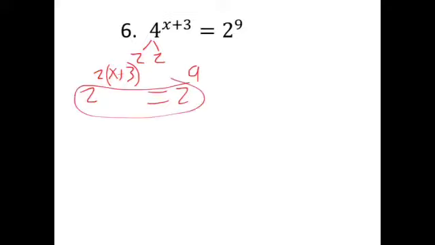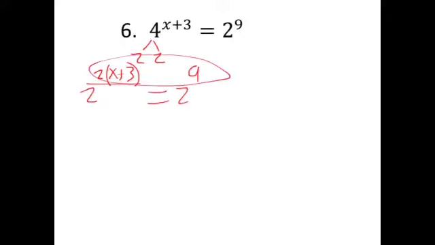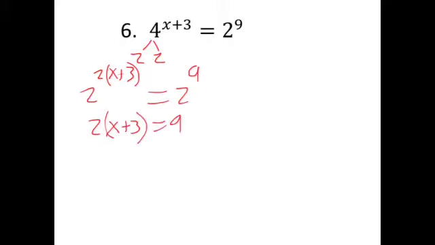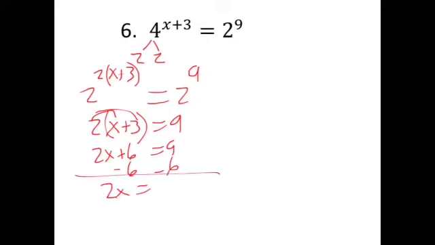So now our bases are the same on both sides. We're going to set our exponents equal to each other. So 2 times x plus 3 equals 9. Now distribute the 2 to get 2x plus 6 equals 9. Subtract that 6 from both sides. Now we're looking at 2x equals 3, and divide by 2. Now we have x equals 3/2.